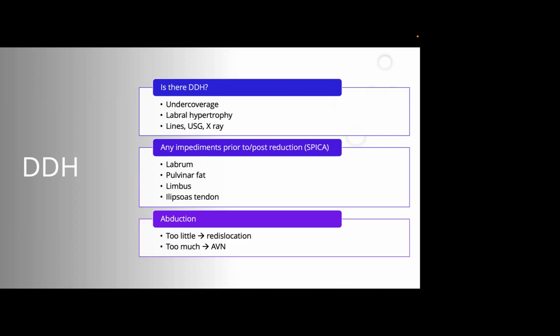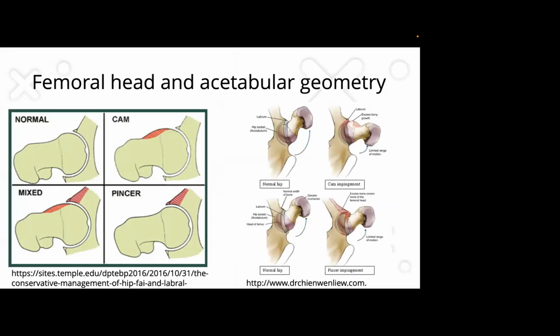When we think about the degree of abduction, if you have too little, obviously you get redislocation. And if you have too much, then you're prone to AVN, which we can pick up on MR. Now, coming to the point of major discussion, it's the femoroacetabular impingement.